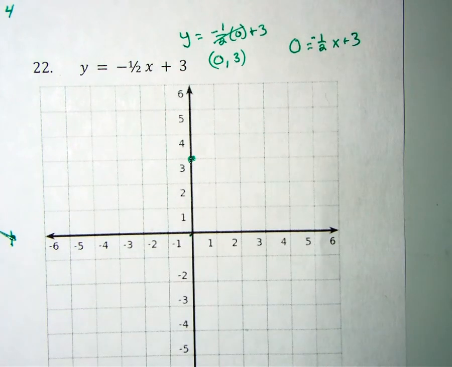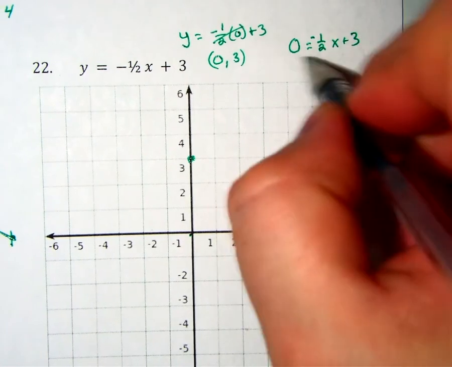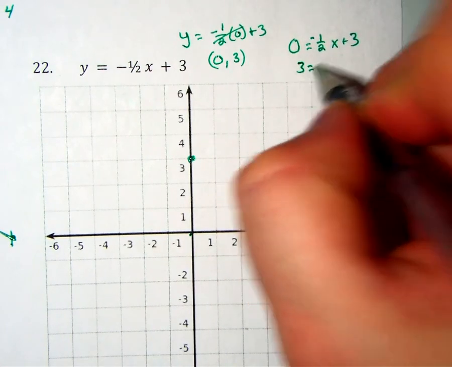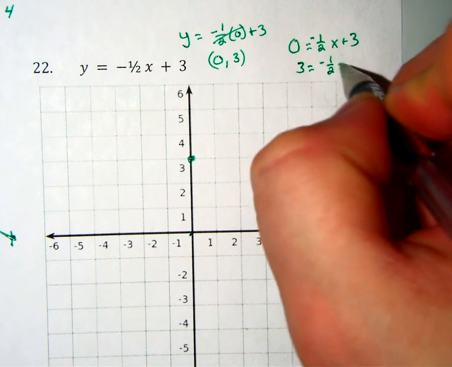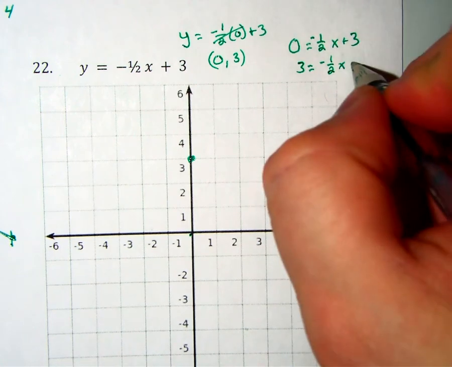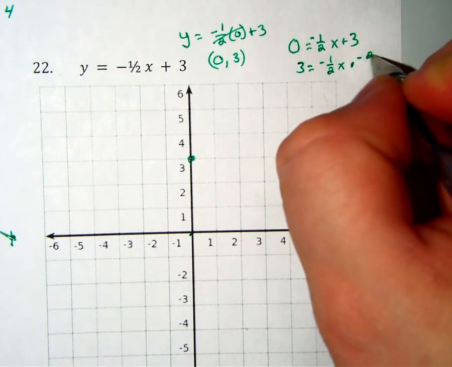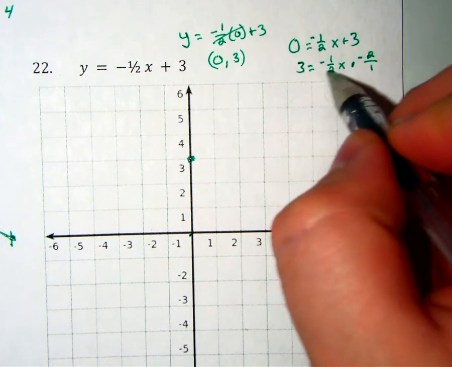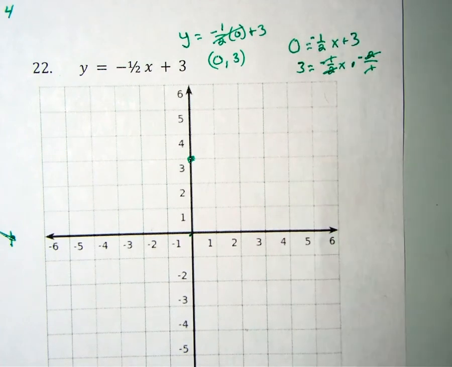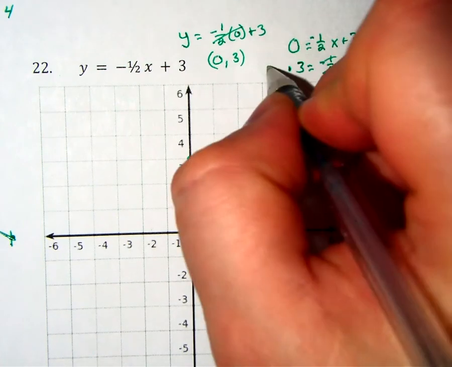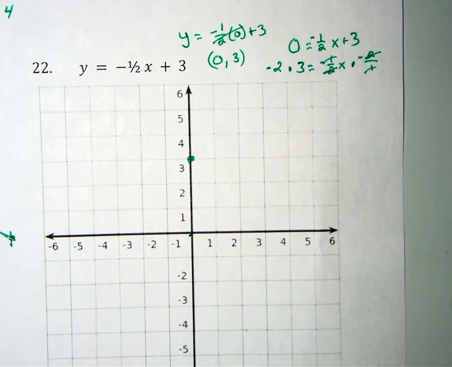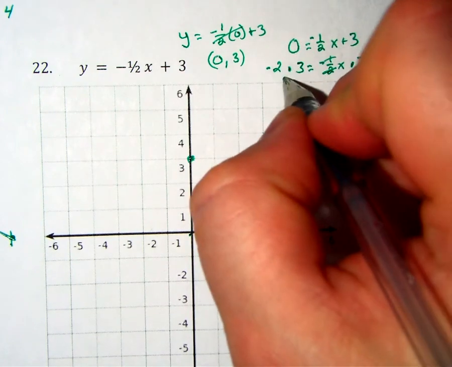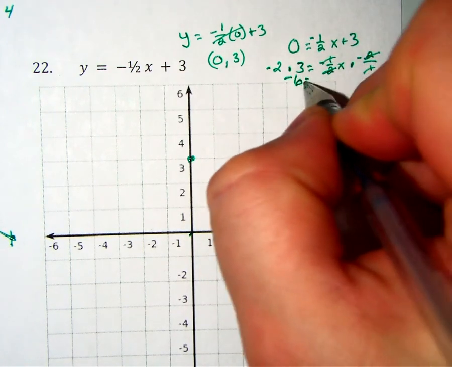So now we want to isolate for x. We'll add 3 to both sides, so 3 is equal to negative 1/2 x. I'm going to multiply by negative 2 over 1. So when we multiply by the reciprocal, that cancels out that coefficient. What I do to one side, I have to do the other side. So multiply by negative 2 over 1, which is the same as negative 2. Negative 6 is equal to x.